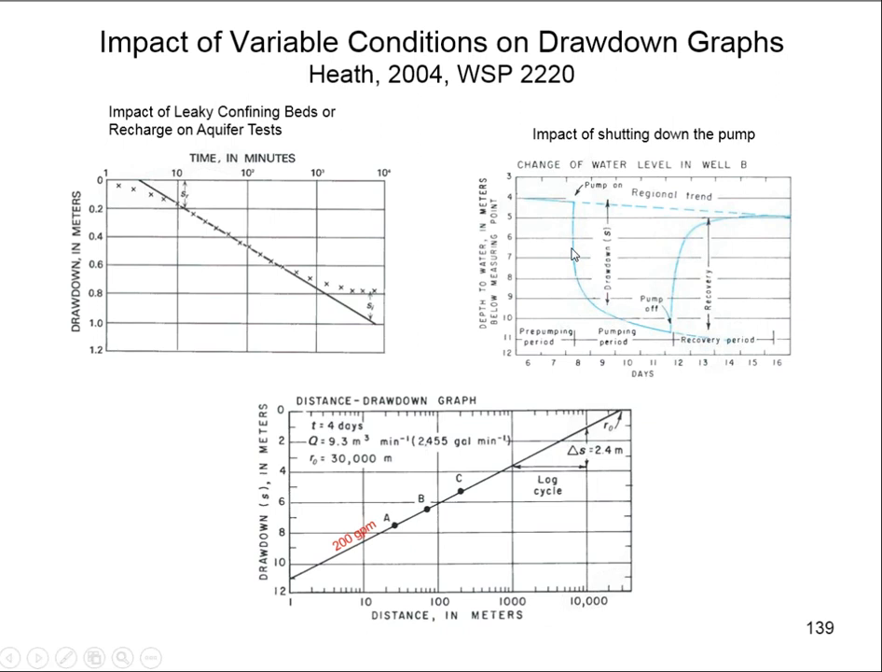So here we're pumping along and we're getting our drawdown, and eventually we don't get that nice relationship between the pumping rate and the drawdown. So we turn off the pump. The recovery in the well happens very quickly, and then it gradually comes back to the regional trend. So it's an inverse image rather than a mirror image.